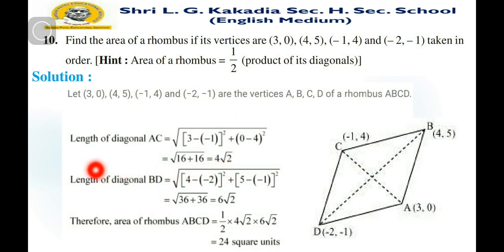Then the length of diagonal BD is equal to square root of x2 minus x4 whole square plus y2 minus y4 whole square, which is square root of 2 times 36, that we find is 6 square root 2. Now the area of the rhombus ABCD is given by half of the multiplication of both diagonals, half into 4 square root 2 into 6 square root 2. Then the area of the rhombus is 24 square units.